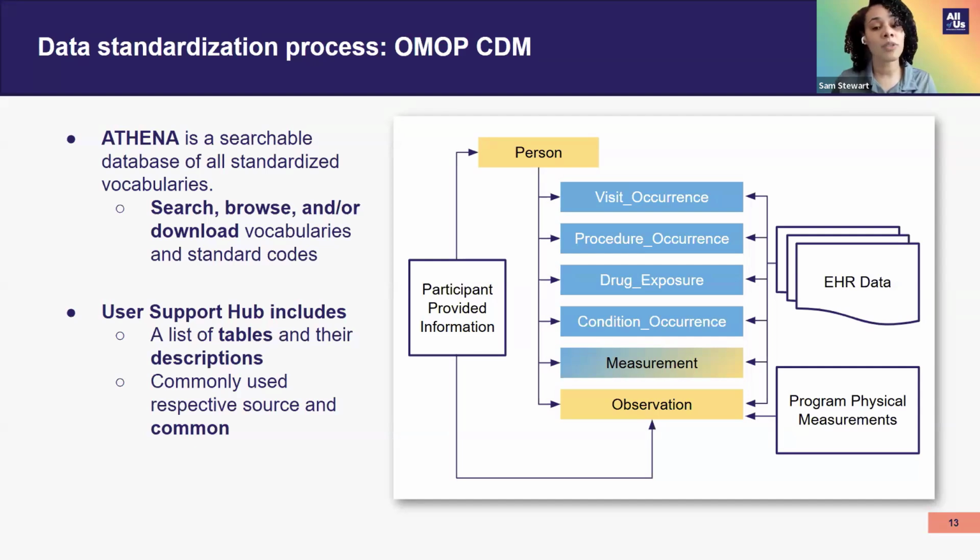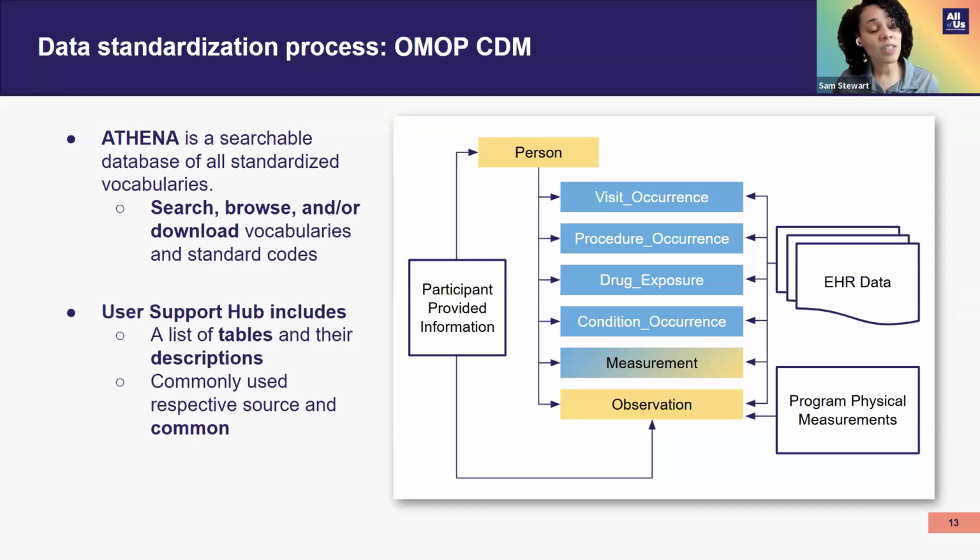So Odyssey, or the Observational Health Data Sciences and Informatics group, manages OMOP, and we just apply OMOP to our data set. Athena is a searchable database that is owned by Odyssey, in which it has all the available standardized vocabulary and concept sets that are used. Now, I will note that we may not have all of the available concept sets in Athena because our data set is just the participants in AOU, but a lot of those concepts are available in the All of Us Researcher Workbench. We also have another resource on the User Support Hub that describes more about how to use OMOP tables, what those tables are, and their descriptions.